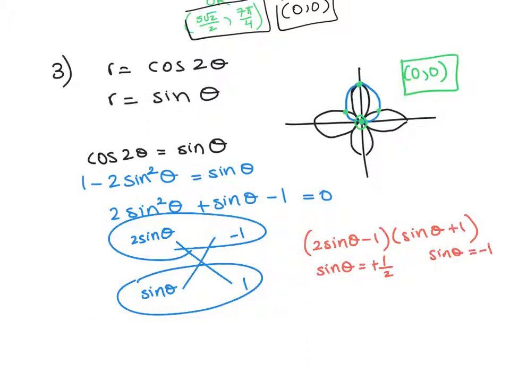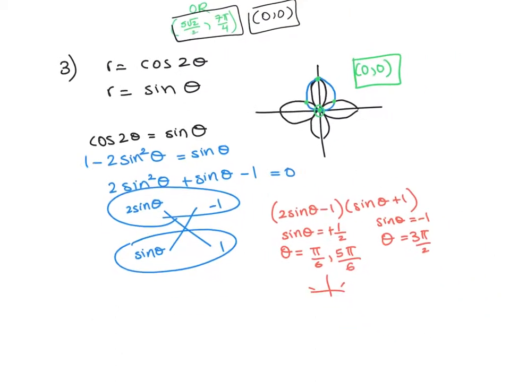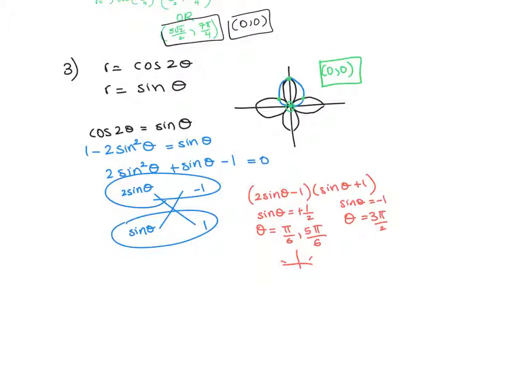Now sine theta equals -1 when theta equals 3 pi over 2. And sine theta is equal to half when theta equals pi over 6 or 5 pi over 6. And pi over 6 and 5 pi over 6 are over here, so they are not diagonally opposite, so I can take both of them. Now, for me to find what the r value is going to be, I can plug it in. So r equals sine theta, sine of pi over 6, that's going to give me half. So the first point is going to be half, pi over 6.